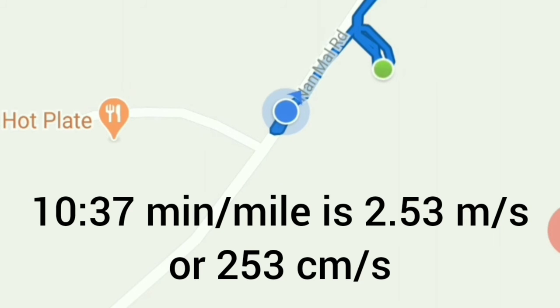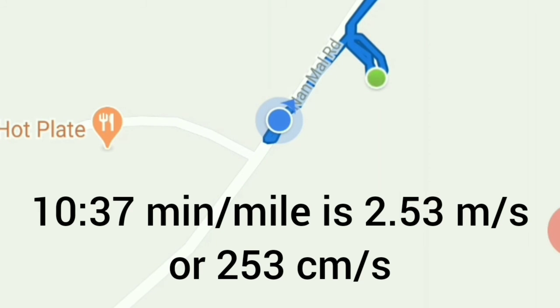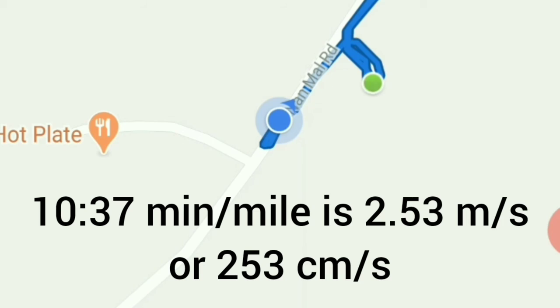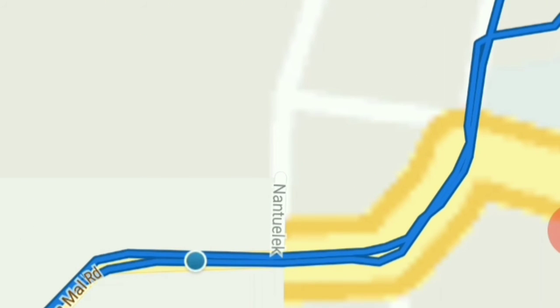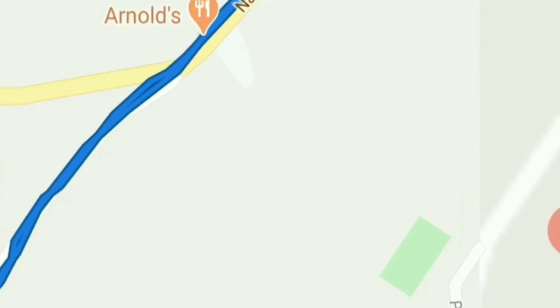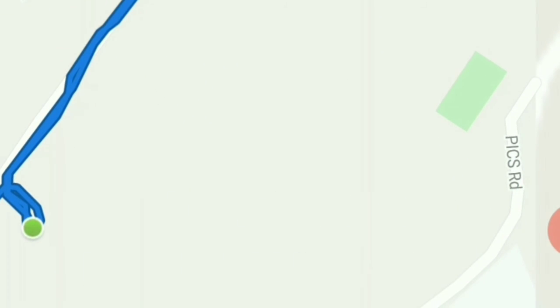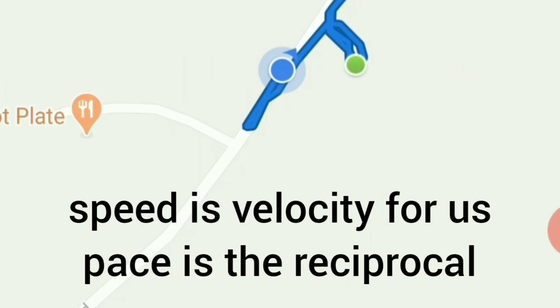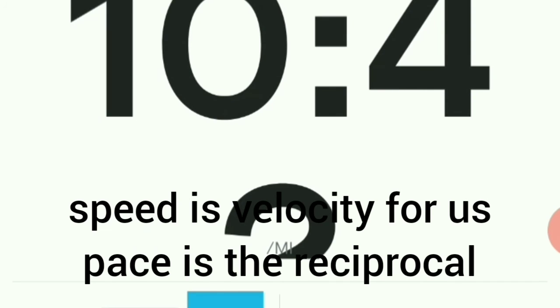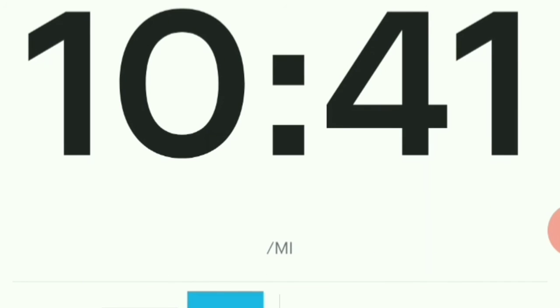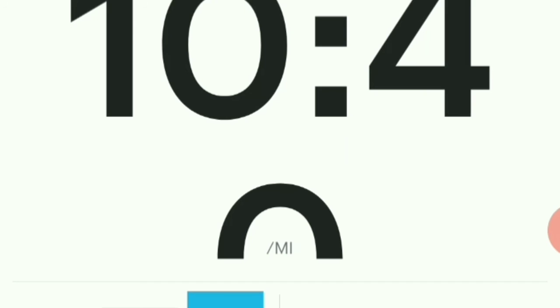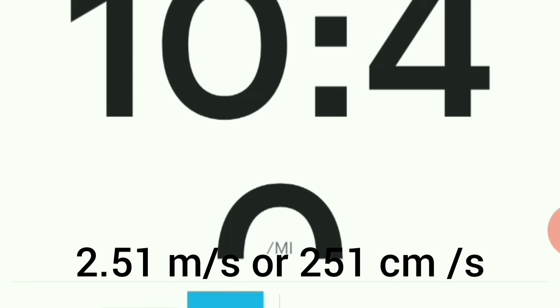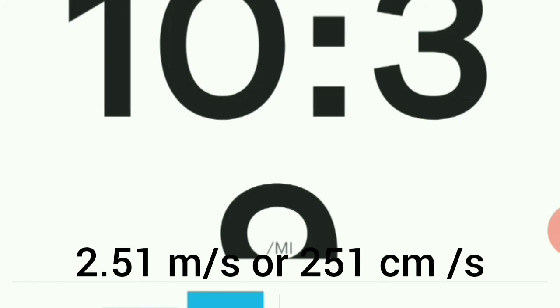2.53 meters per second. Don't worry about these conversions between the meters per second, centimeters per second, and the pace. But the key here that I'm trying to convey is that there is speed and velocity, which are the same thing, and pace, which is the reciprocal of the calculation. So 10:41, that's a speed of 2.51 meters per second.